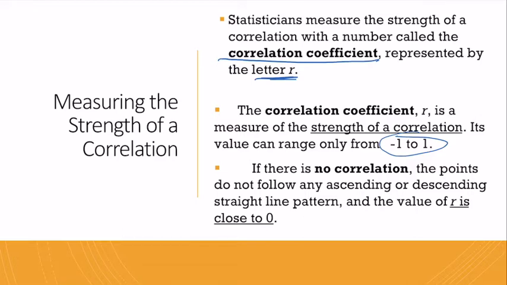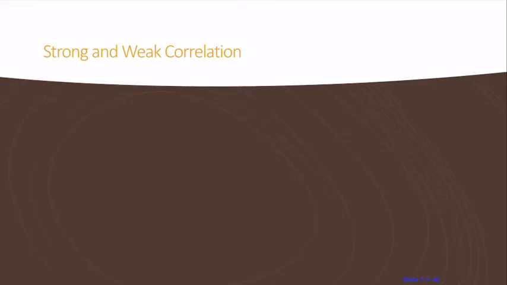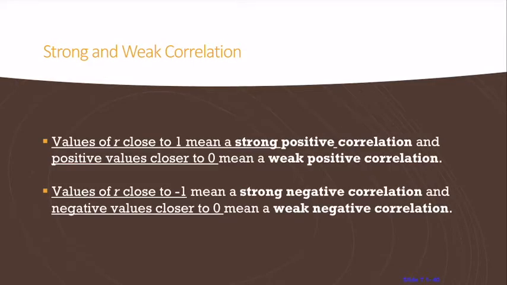Next, if there's no correlation, the points don't follow any kind of straight line pattern, so our value is close to 0. Strong positive correlation would be really, really close to 1. Weak positive correlation would be really, really close to 0. We can also have strong negative correlation. That number would be really, really close to -1. And weak negative correlation would be really, really close to 0.